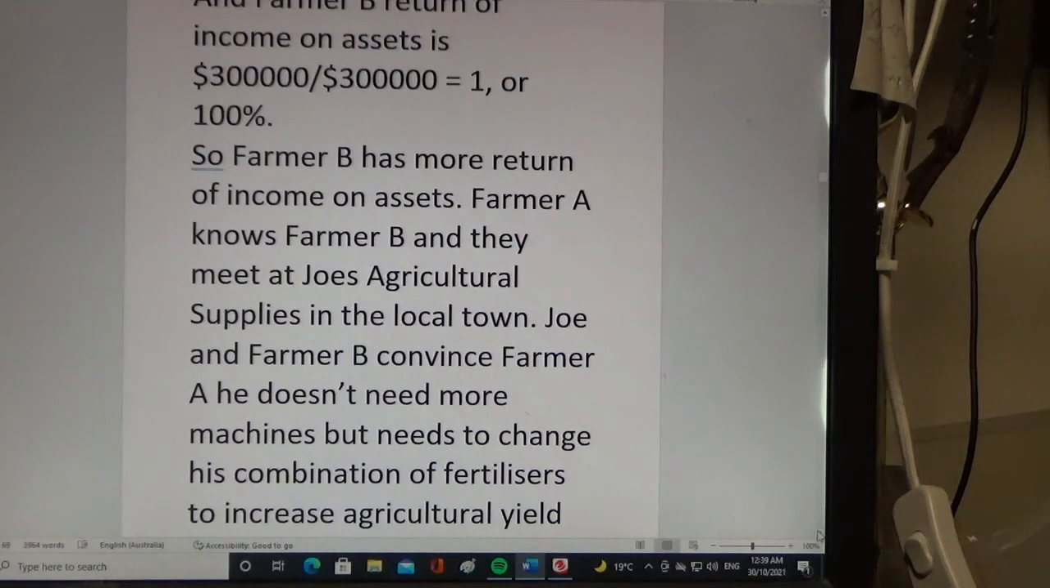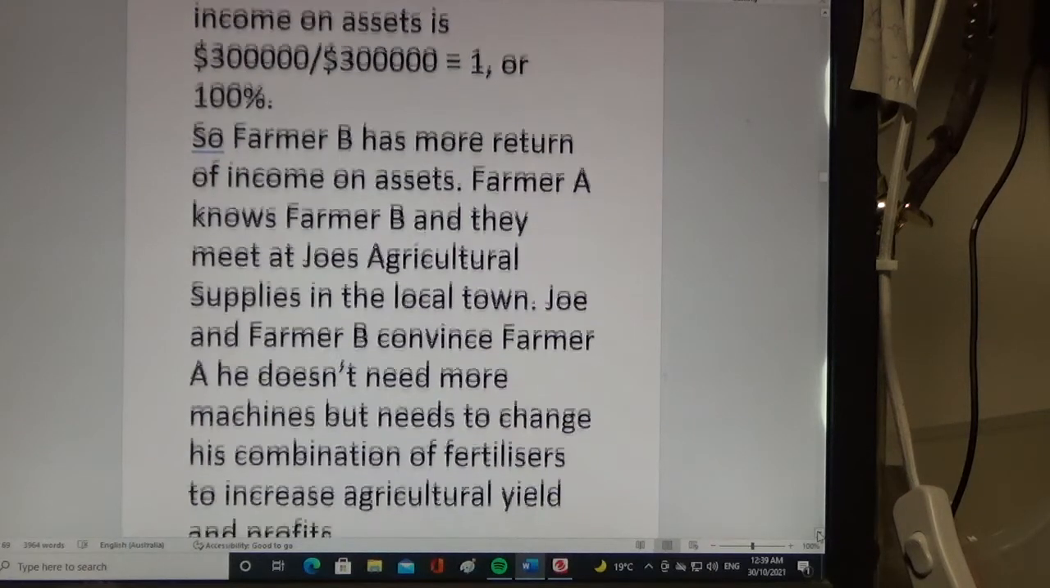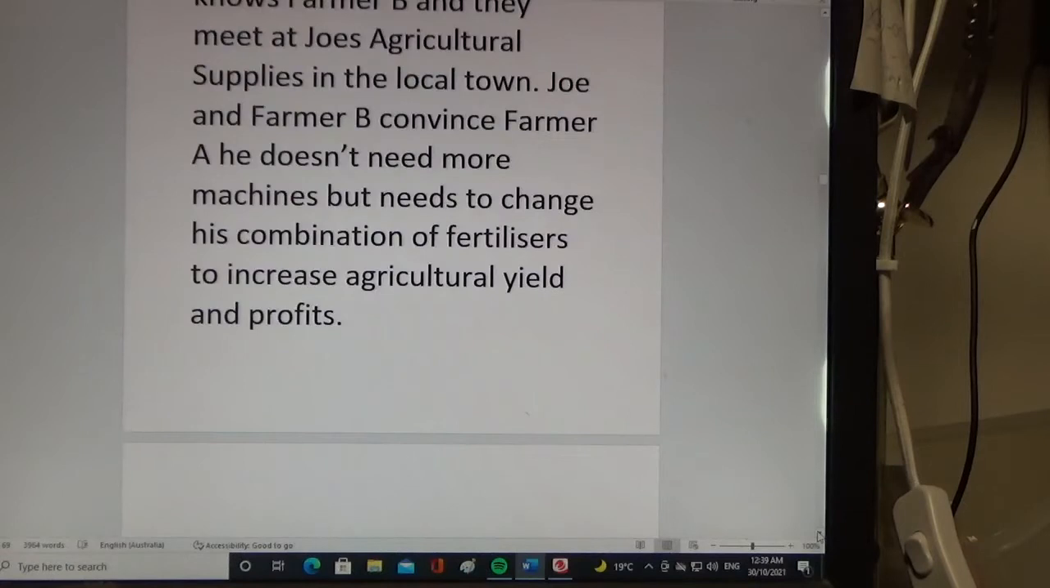Farmer A knows Farmer B, they're in the same town, and they meet at Joe's agricultural supplies in the local town. Joe and Farmer B convince Farmer A he doesn't need more machines, but needs to change his combination of fertilisers to increase agricultural yield and profits.